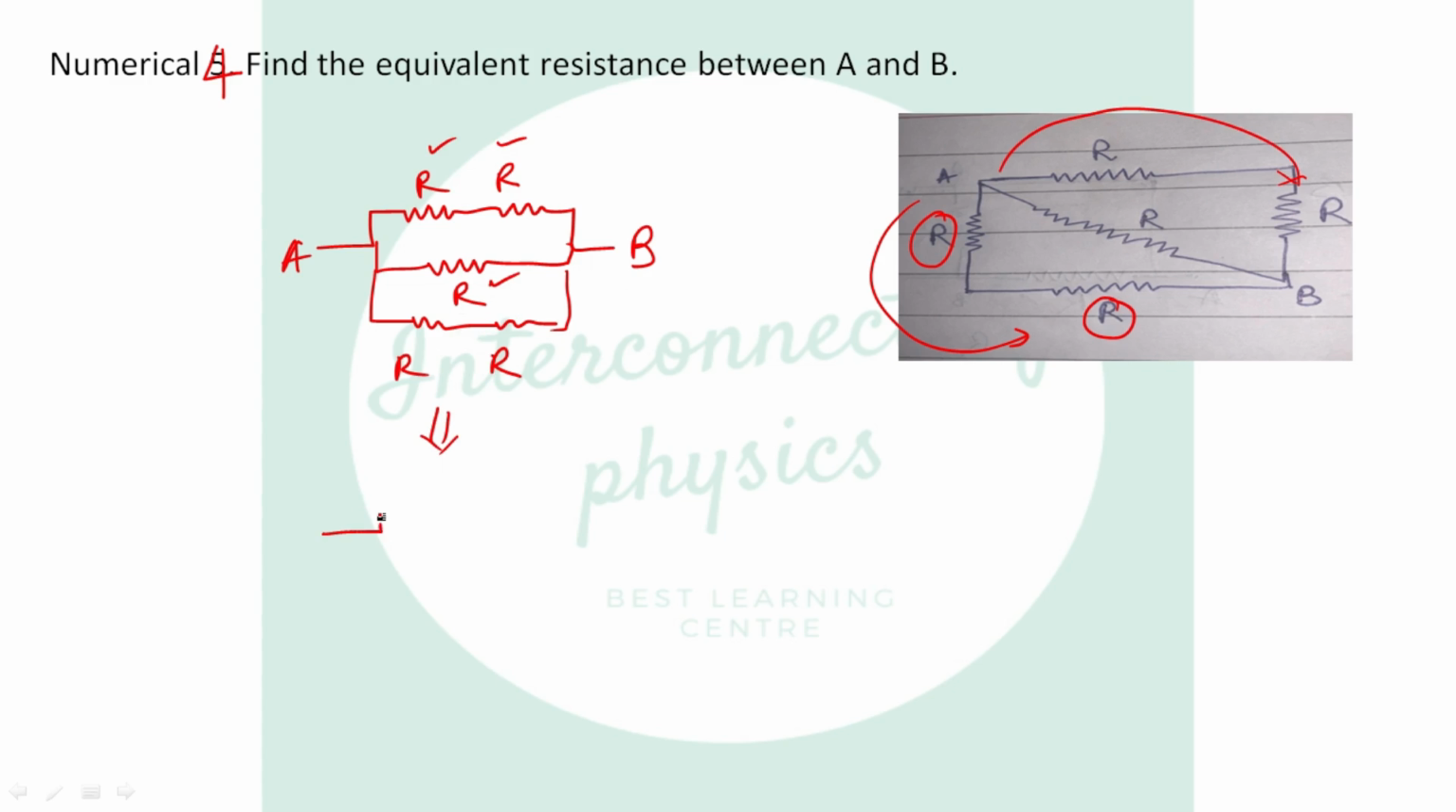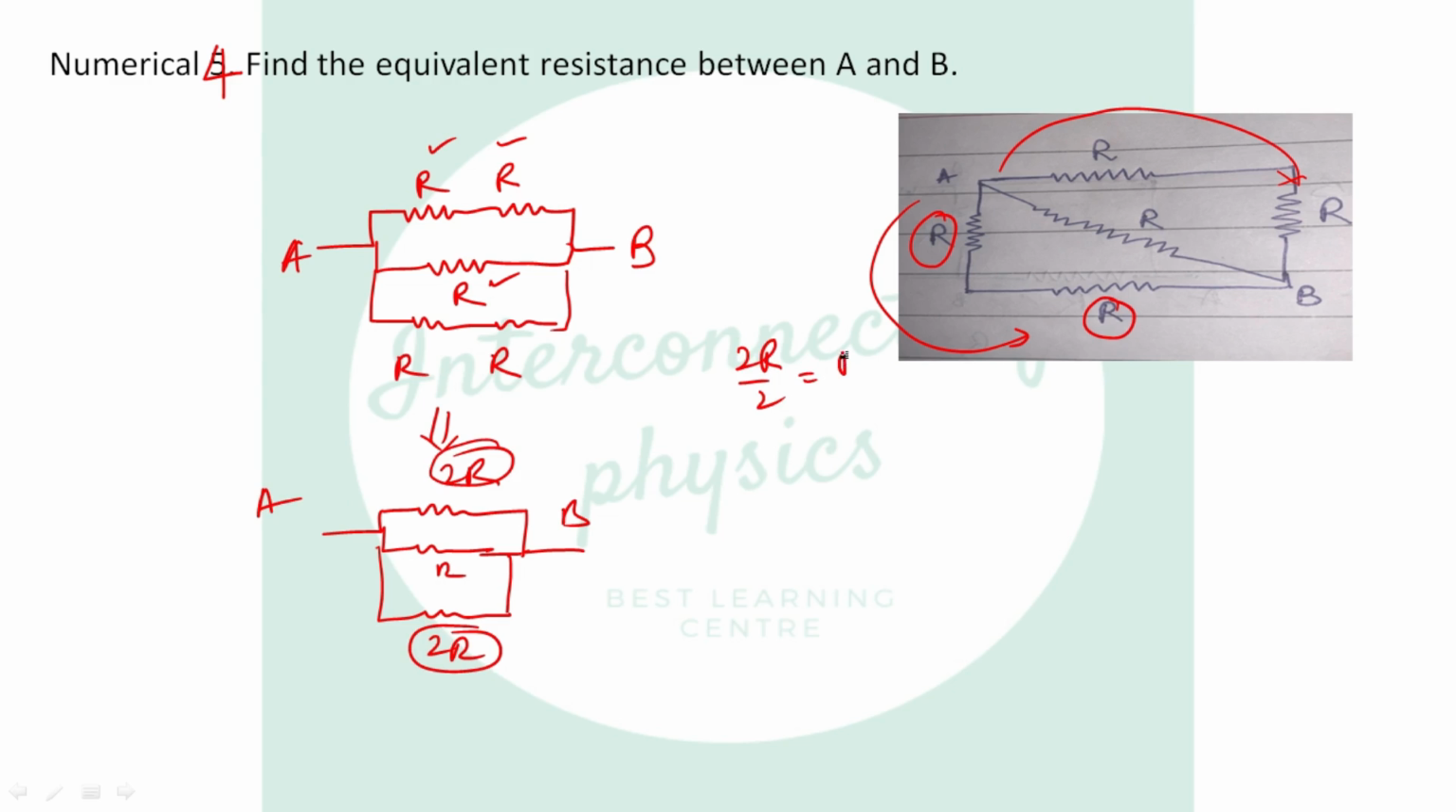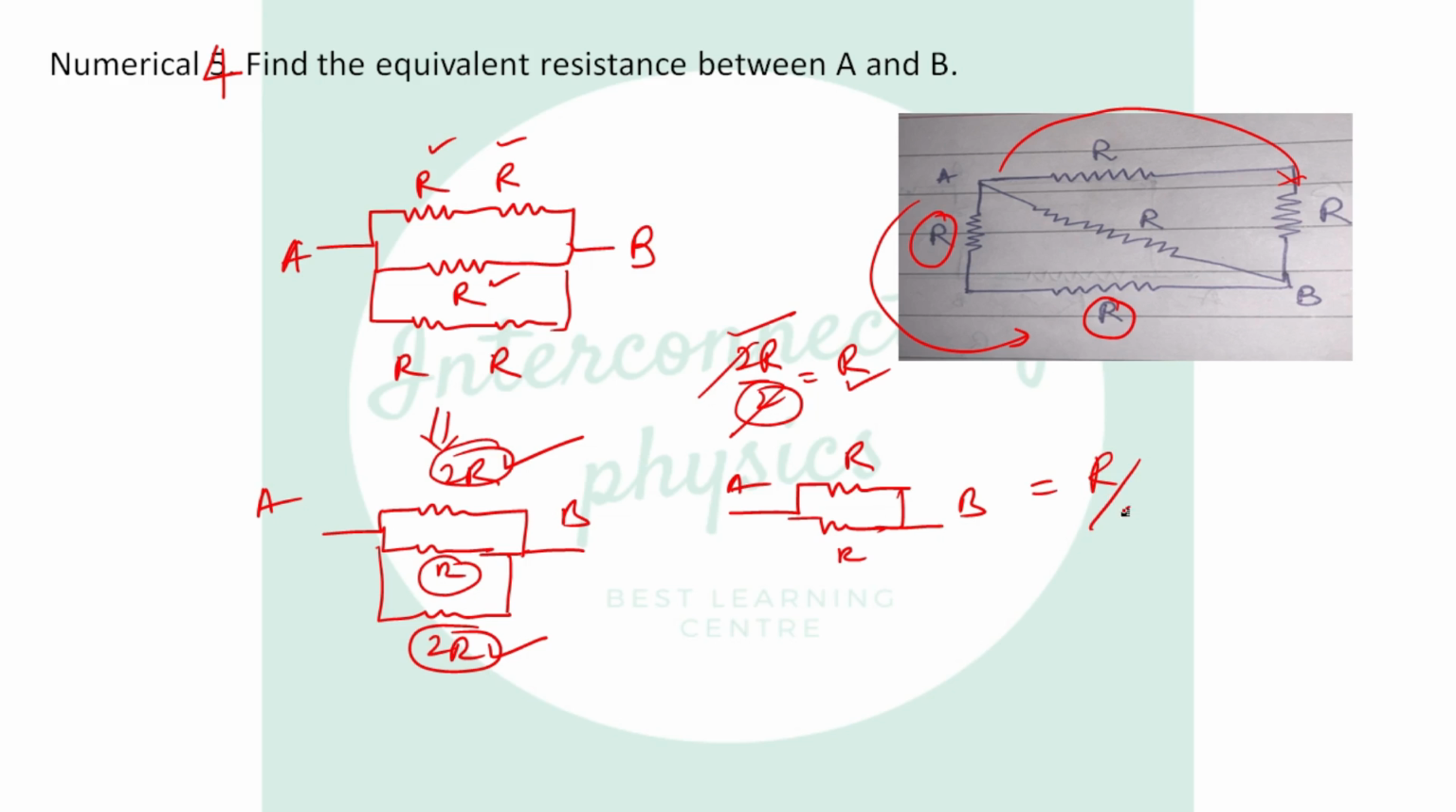So the equivalent diagram will be R plus R is 2R. This is R. This is R plus R, 2R. So between points A and B, 2R and 2R are in parallel. So the answer will be 2R divided by 2, the answer is R. This is A, this is B. You understand? This 2R and 2R are parallel, so the answer will be 2R divided by the number of resistors, that is 2. The 2 cancels out with 2 and the answer is R. So this R and this R are parallel, so the answer is R divided by 2.